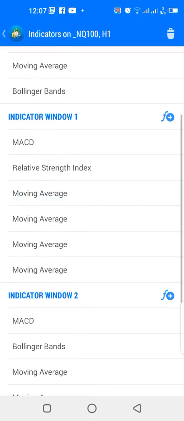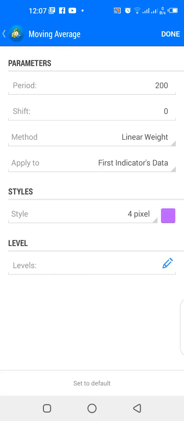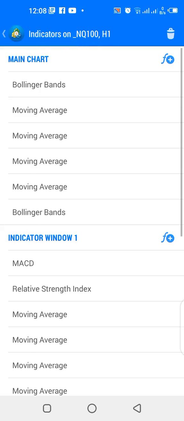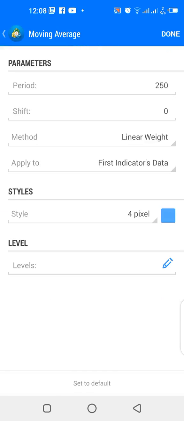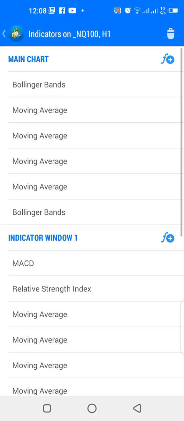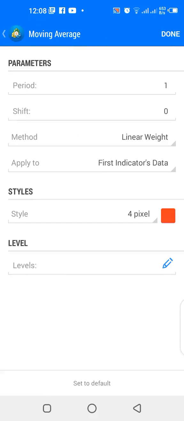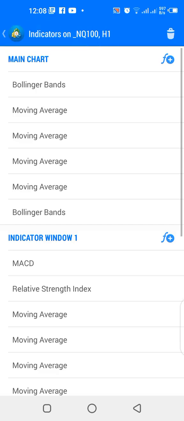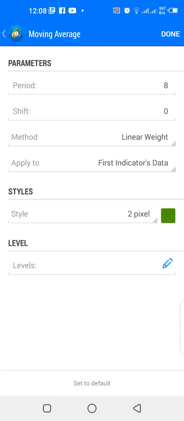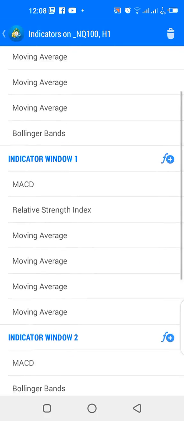Okay, for the moving average, we have 200 period, linear weight, first indicators data, color is purple. For the next moving average, we have 250 period, linear weight, first indicators data, color is blue. And the third moving average, we have 1 period, method is linear weight, applied to first indicators data, color is red. And for the remaining moving average, we have 8 period, linear weight, applied to first indicators data, color is green. So that's that for indicator window 1.